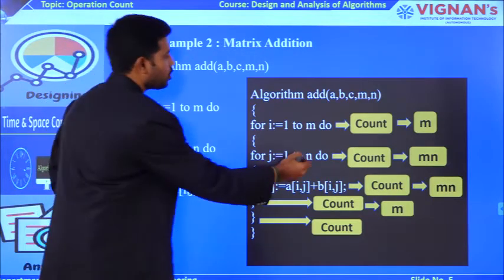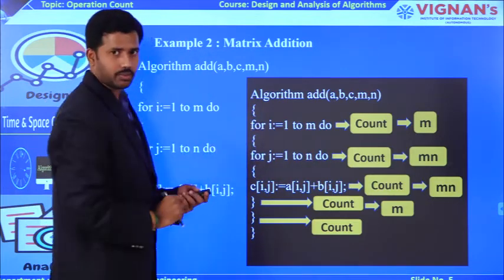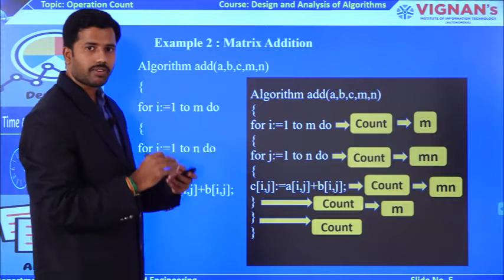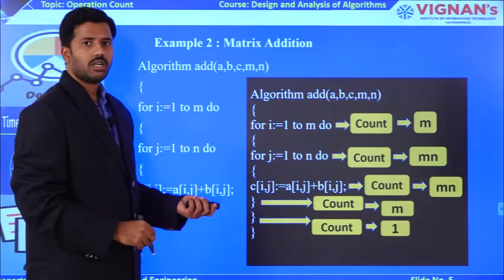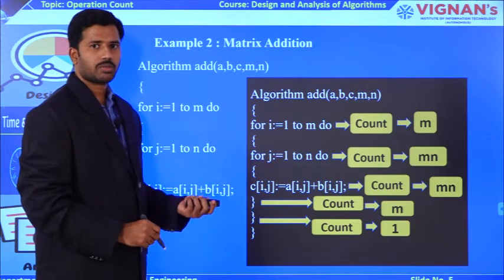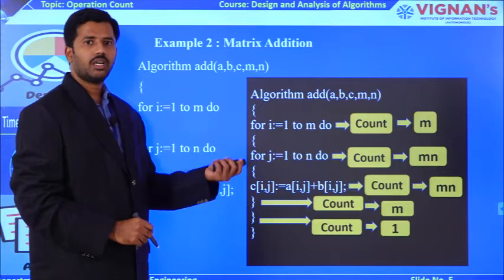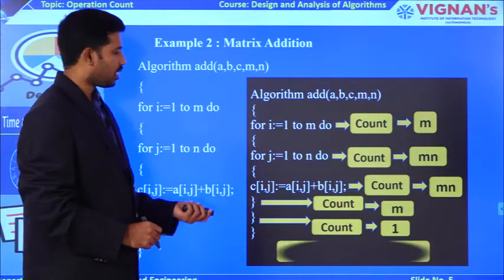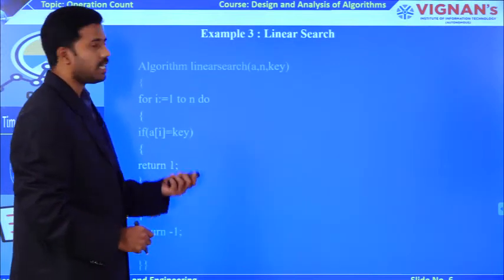Why? Because how many number of times are you entering inside the inner for loop? M number of times. Okay. And how many number of times the control will come out? Only one time. Now for the last count variable the value is going to be 1. So likewise you sum all the values that are available in these 5 count variables, so you will get the total time complexity. Okay. Now coming to the third one, linear search.